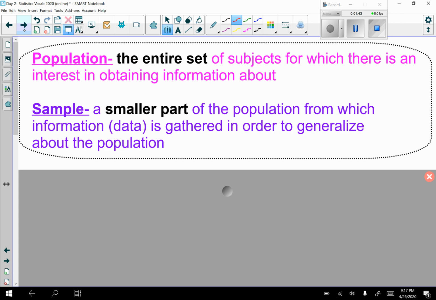So population, the entire set of objects for which there is an interest in obtaining information about, and sample, a smaller part of the population for which information or data is gathered in order to generalize about the population. So usually we don't work with our populations. We can't survey a population or do an experiment on a population. It's just not plausible. So therefore, we find a sample. We want to make sure it's a good sample. And then we use the results from that sample to generalize to our population.